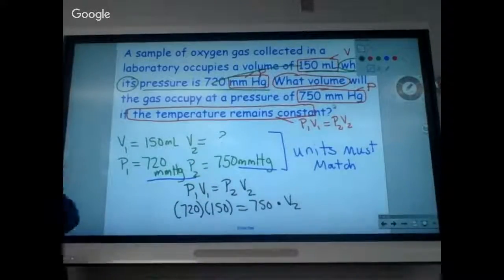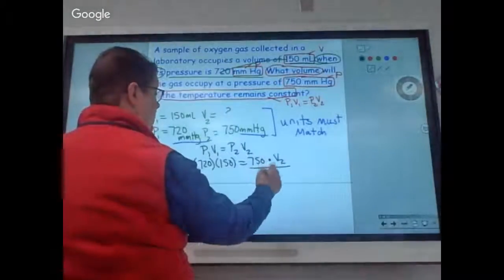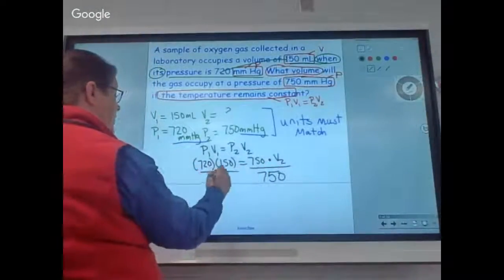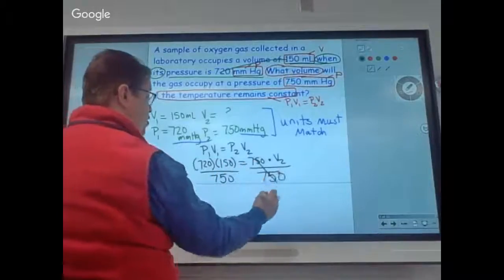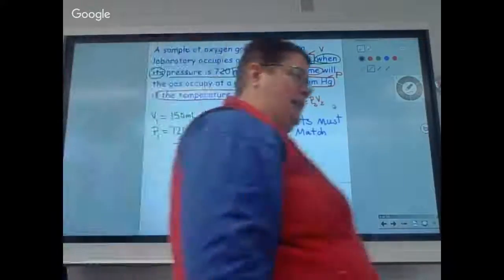Now, I don't pick up a calculator at this point. Okay? And you won't see me pick up a calculator until I've solved for V2. What do I have to do to solve for V2? Divide by what? So I'm dividing by 750. Now, when I grade your quiz, do I have any questions about what you did to get the answer?